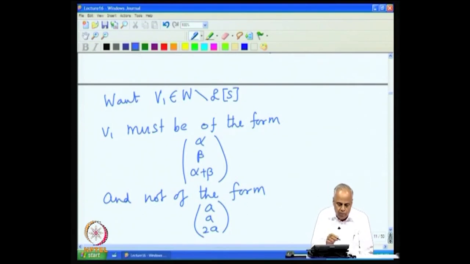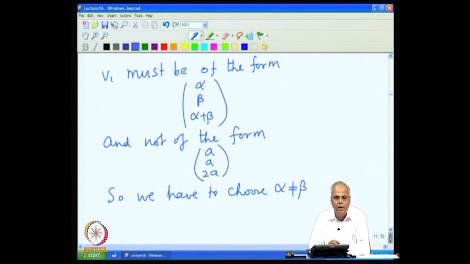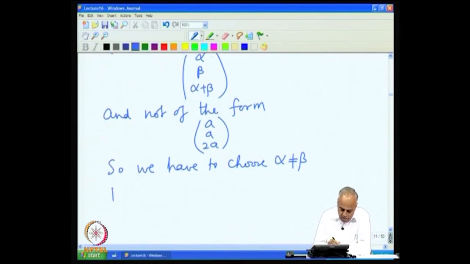If it has to be of this form and not of this form, this means alpha and beta must be different, because the moment you take alpha and beta the same, we get a vector of this form. So, therefore, we must choose alpha and beta such that they are different. So, we have to choose any alpha and beta. As long as alpha and beta are different, we will get a vector outside LS.